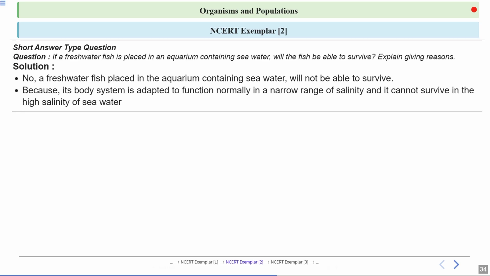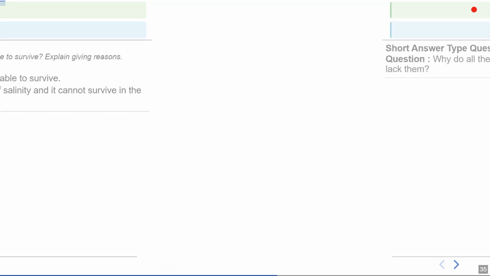The fish body is adapted to live in water with very low salt content. Its organs and cells are used to a certain balance, and seawater is much saltier than what it is used to be. The big change in salinity would disrupt the fish's normal body functions. So this high salt concentration will disrupt the fish's normal body functions, leading to its death.